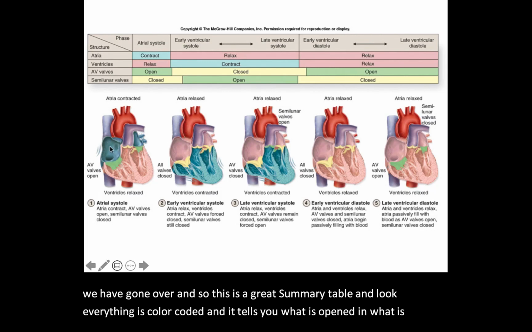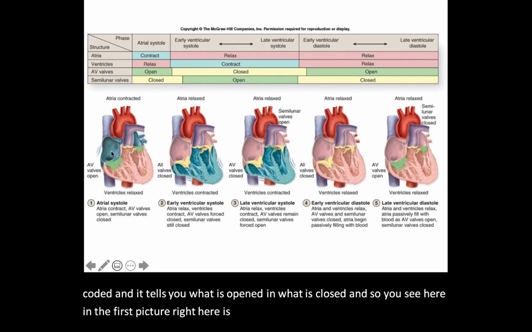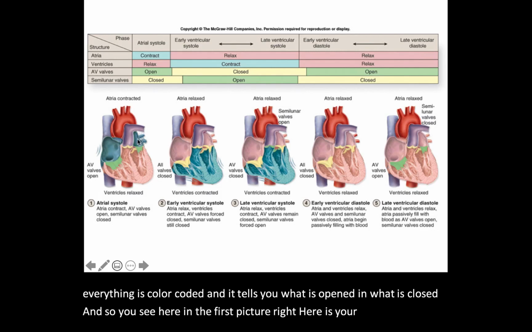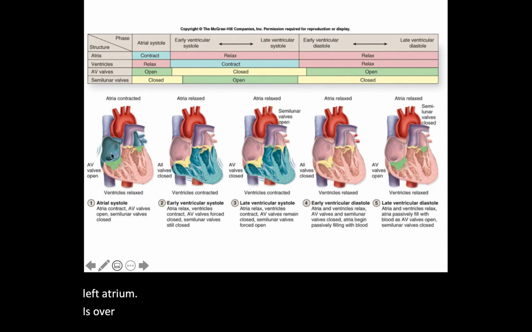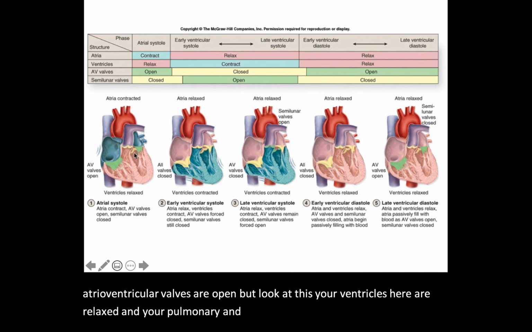And so you see here in the first picture, here is your right atria. Your left atria is over here. And so your atria are contracting. And as the atria contract, your atrioventricular valves are open. But look at this. Your ventricles here are relaxed, and your pulmonary and aortic semilunar valves are closed. That's what the yellow means.